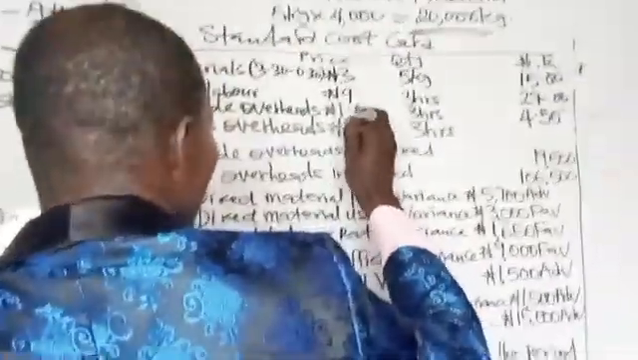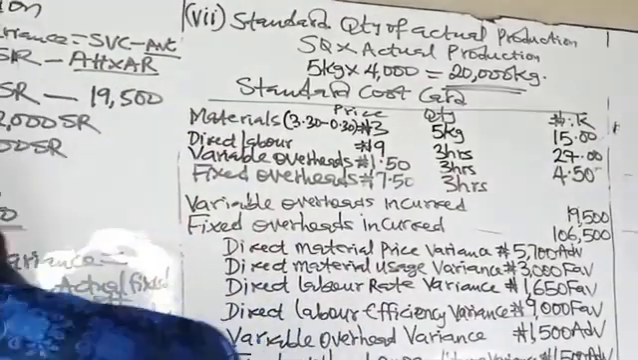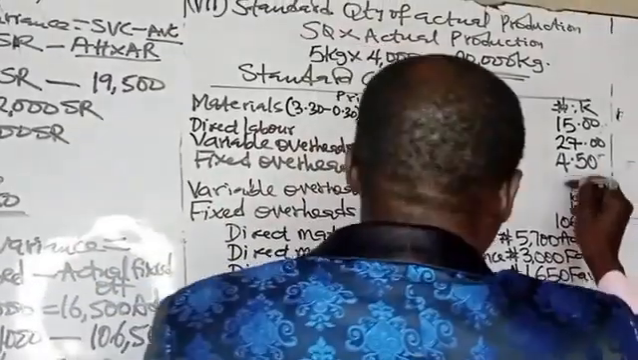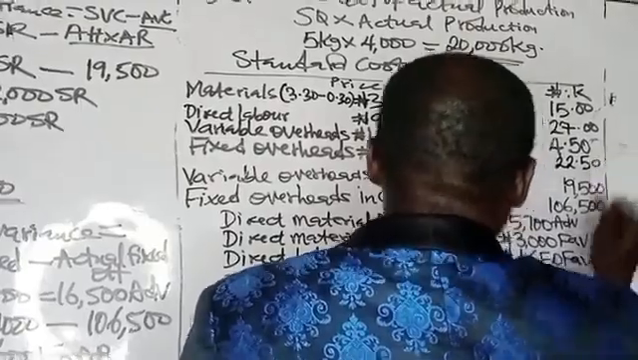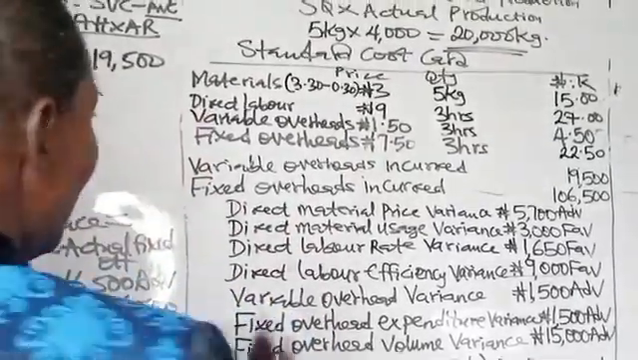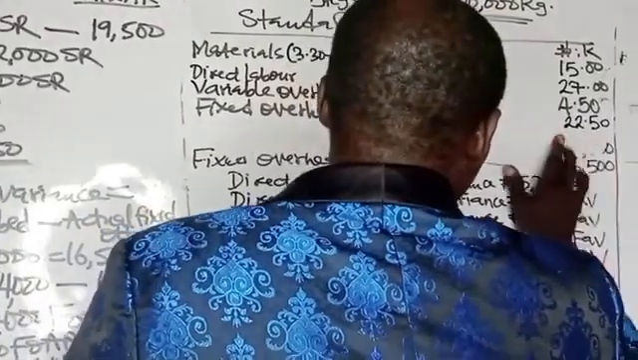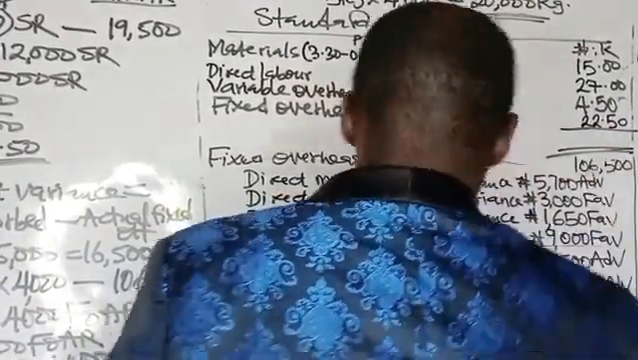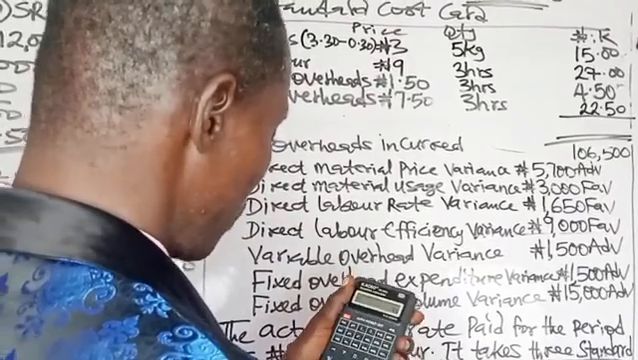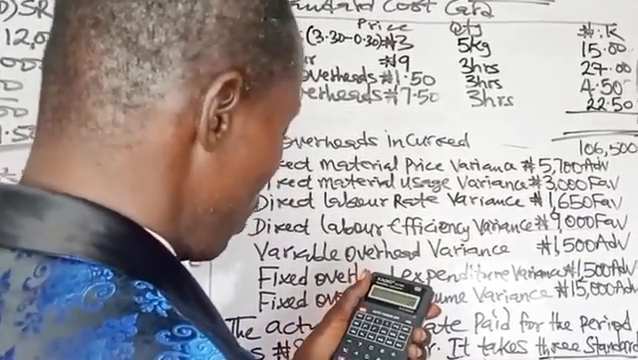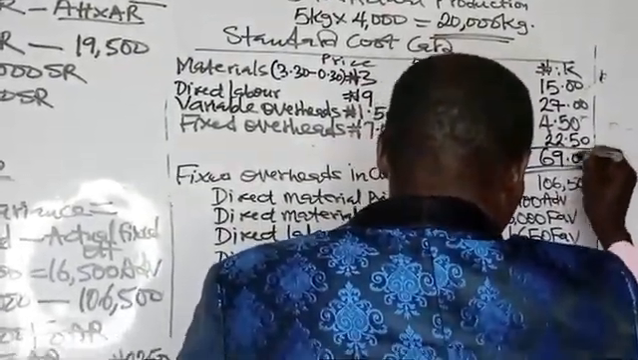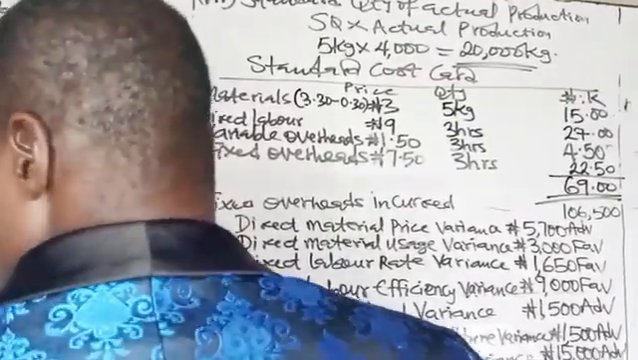7 naira 50 kobo multiplied by 3 hours, times 3. Then we have 22.5, 22 naira 50 kobo. So we've dealt with all the cost elements. So we now sum up everything in order to get the standard cost. Now let's sum them up. 22 naira 50 kobo plus 4 naira 50 kobo plus 27 naira plus 15 naira. And that we have 69 naira. So that is the end of the solution to the question.